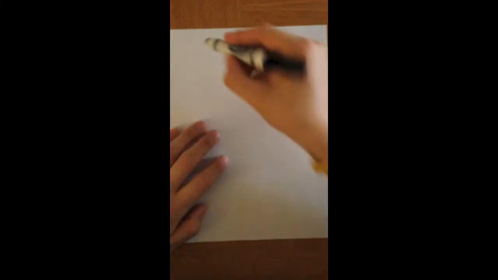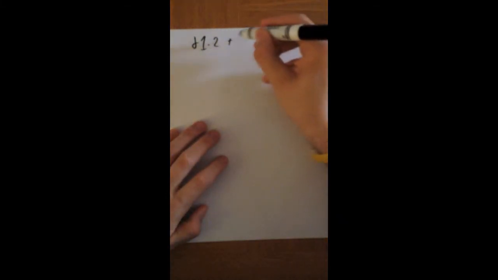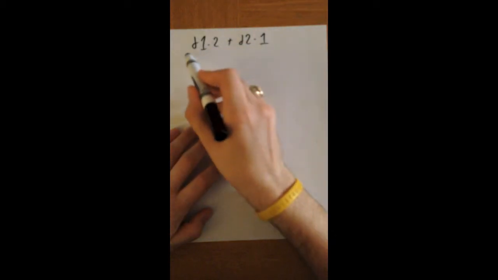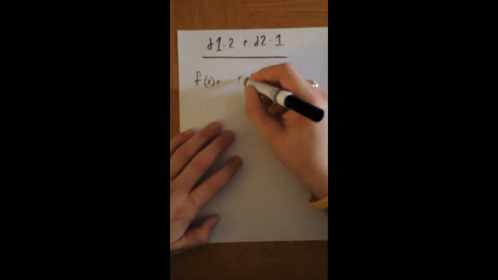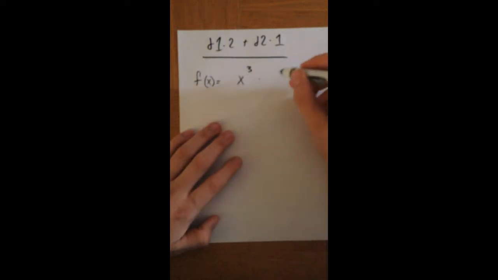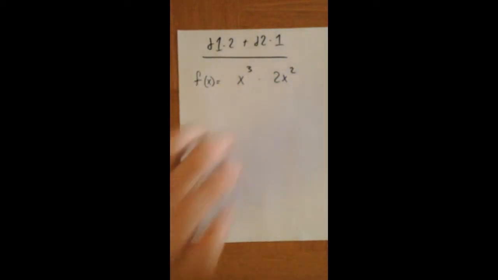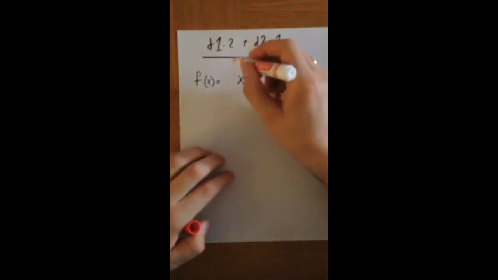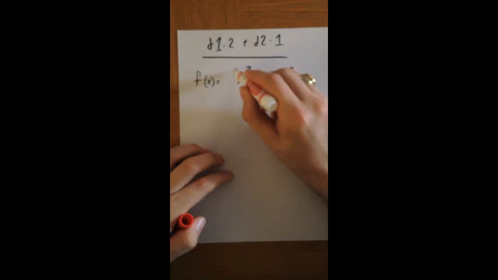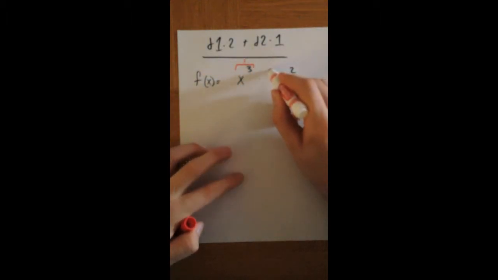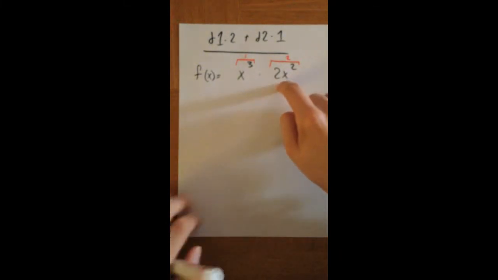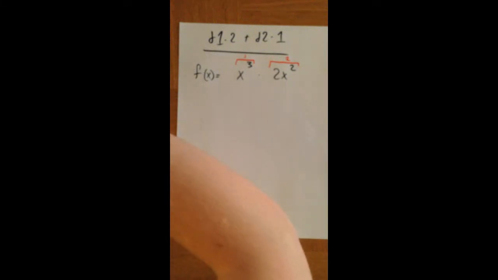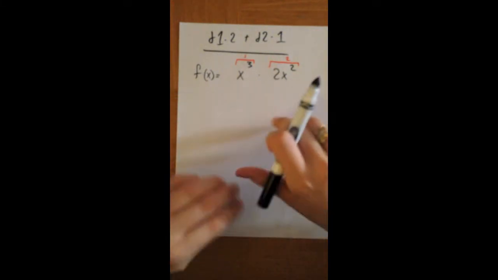I will go ahead and rewrite that mnemonic. d12 plus d21. And let's say our function f of x is equal to x cubed times 2x squared. So the first thing I like to do is label the parts of the derivative that we are multiplying. So I'll call this one 1, and I will call this one 2. Now, it doesn't matter what order we label them in. This one could be 1 and this one could be 2, because we are multiplying instead of adding or subtracting.